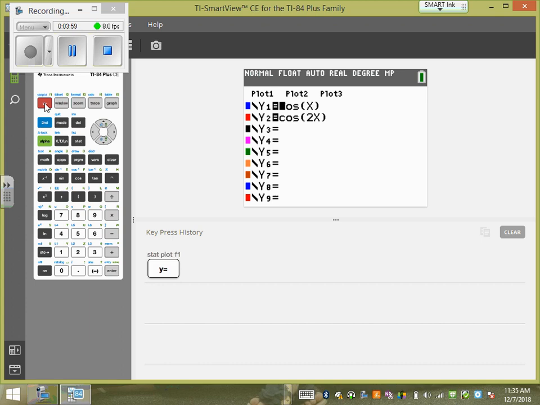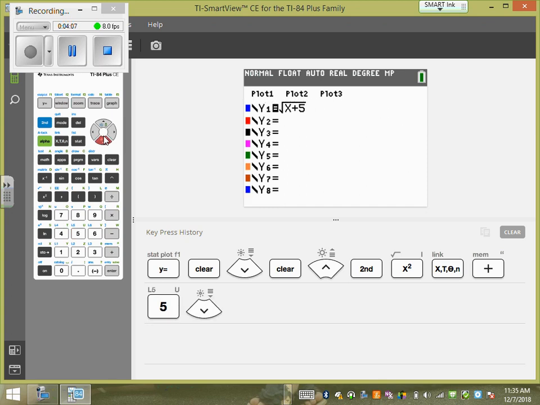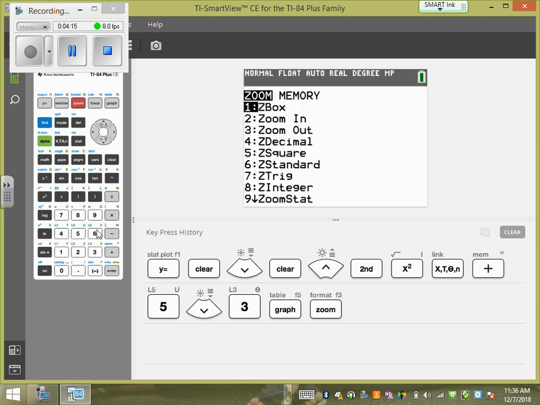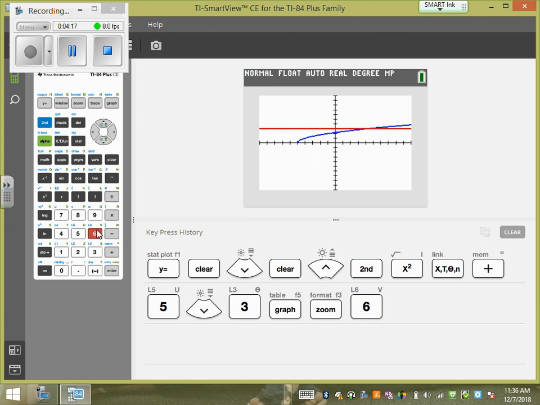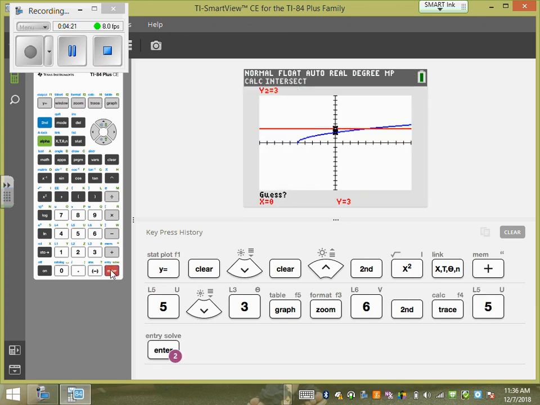Okay, so in our y1, we have square root x plus 5. And in our y2, what do we have? 3. Let me press graph. My window, I'm going to go zoom 6 because I'm in a trig window. And I do second trace 5, enter, enter, enter. So I think I'm going to be finding an answer of 4.